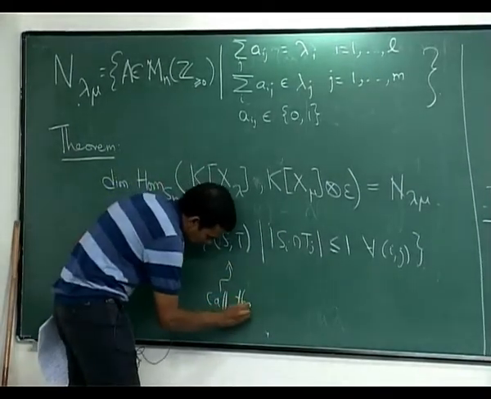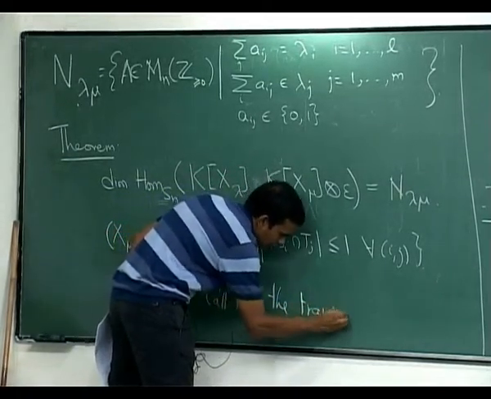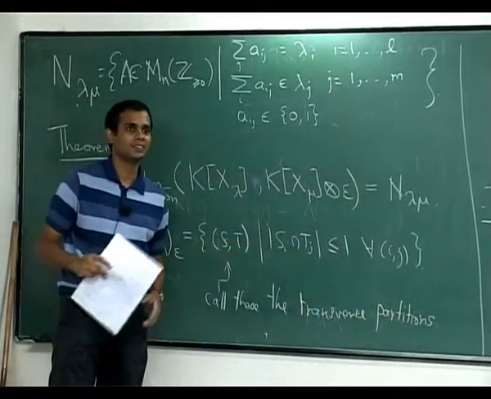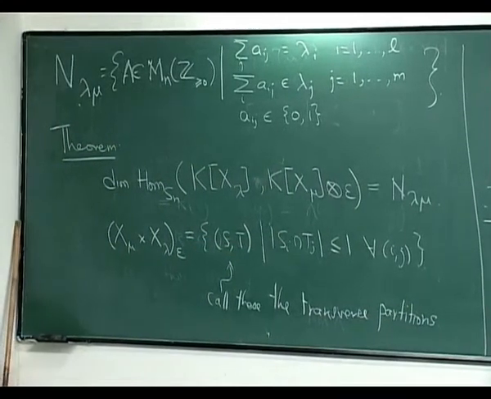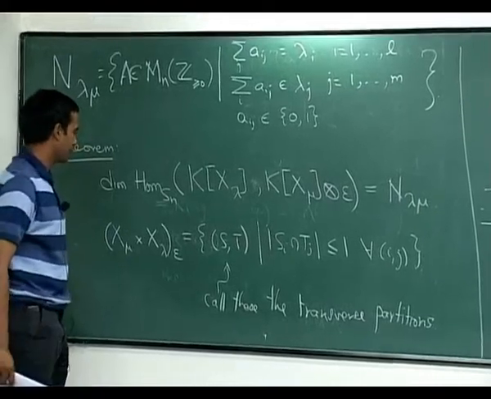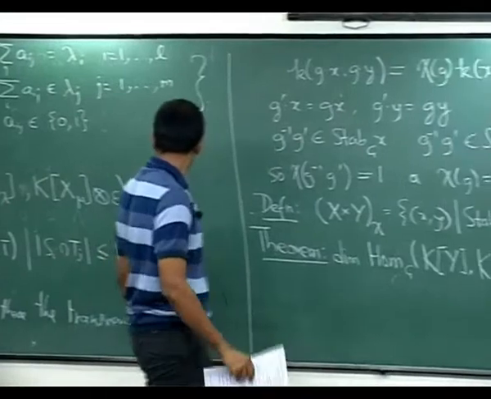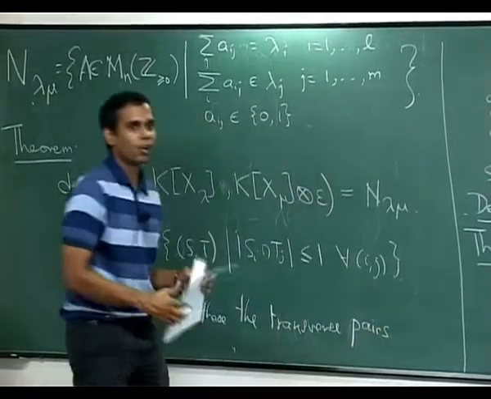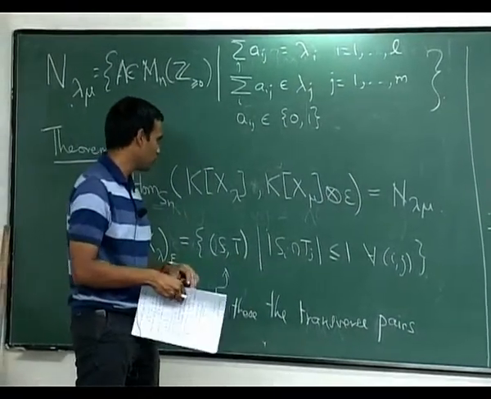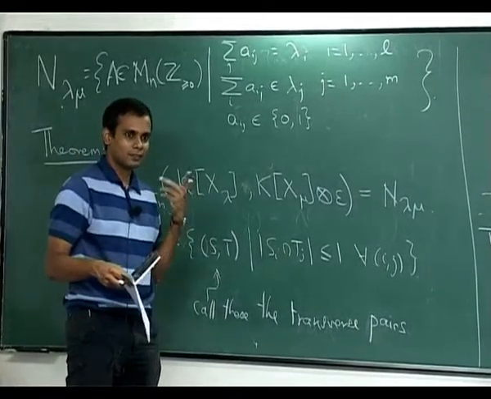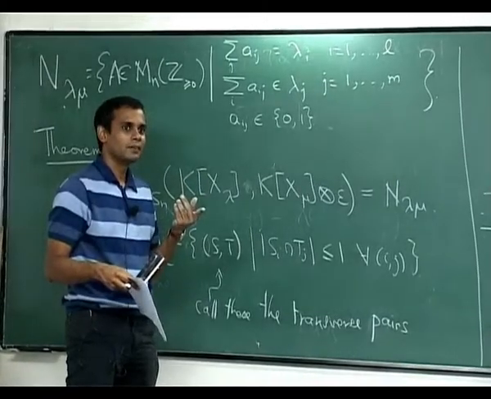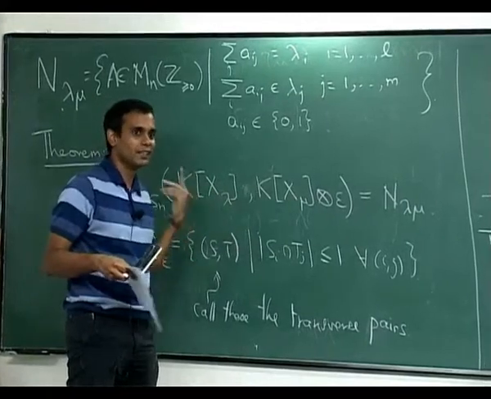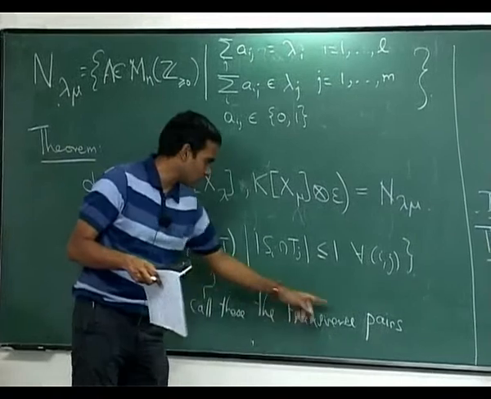Call these the transverse partitions. Just to have a nice intuitive name instead of going on saying S_i intersect T_j should have at most one element. And intuitively it seems to make sense. Transverse, well, I would say pairs. This word partitions is fraught with danger because when you say a partition of n, you mean a sequence of numbers in non-increasing order whose sum is n. But when I say partitions of bold n or underlined n or the set n, I mean a collection of subsets whose union is the whole thing and which are pairwise disjoint. So, I will just call them transverse pairs.